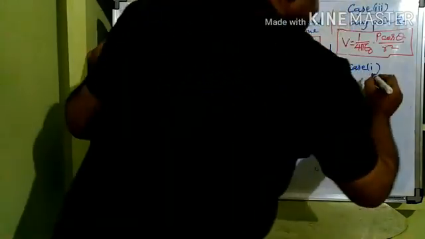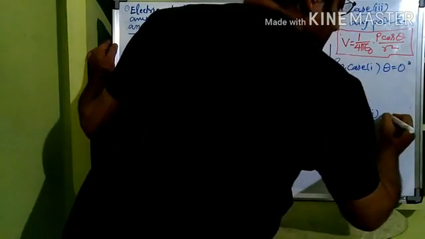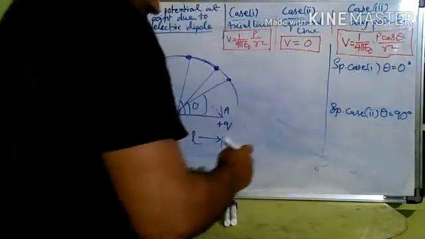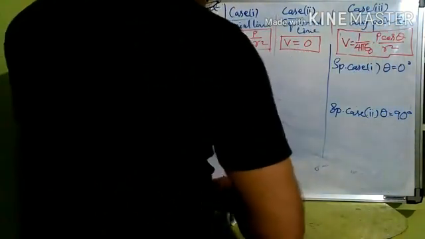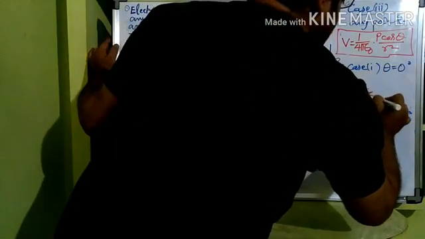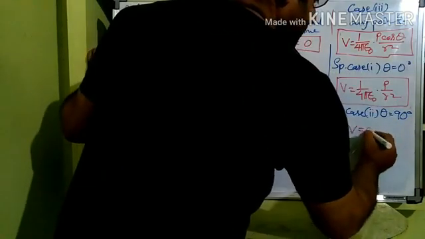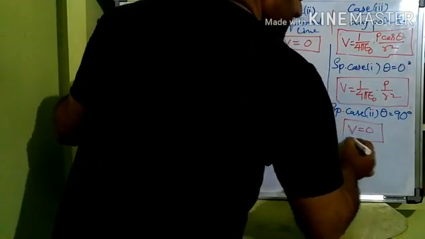Now one special case we will take theta is equal to 0 degree, and special case 2 we will take theta is equal to 90 degree. Now in this, put theta is equal to 0 degree, how much is coming? Cos 0 is equal to 1. So we are getting V is equal to 1 by 4 pi epsilon naught P by R square. If you put theta is equal to 90 degree, cos 90 is equal to 0, simply V is equal to 0. Now some of you might have guessed already.